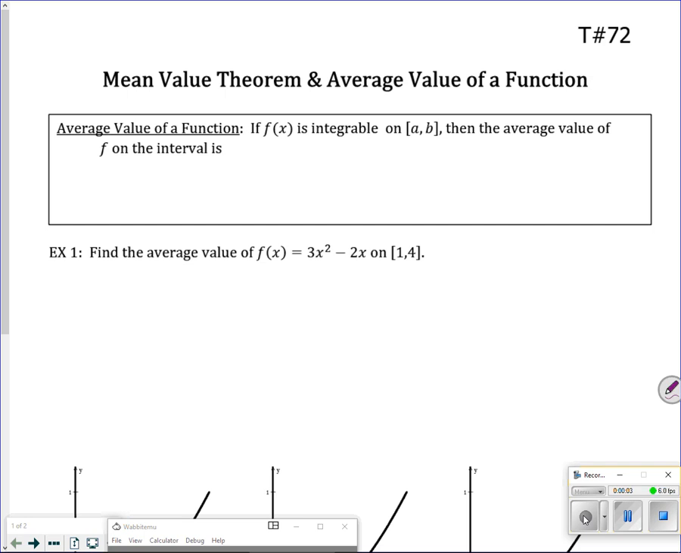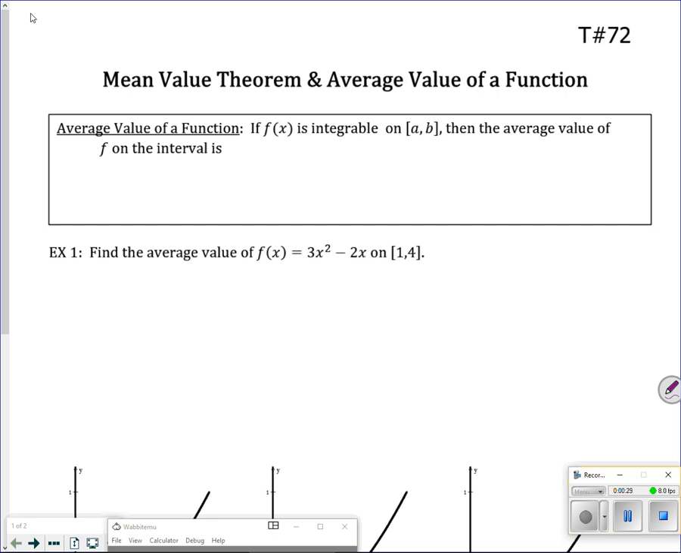All right, so we got to do the MVT for integrals, and you go, wait, mean value theorem, we've done that. We've done it for derivatives, however, and there's one for integrals as well, so another one of your theorems. I'm sure you're so excited. And then the average value of a function. Now, the average value of a function is exactly what you think it is.